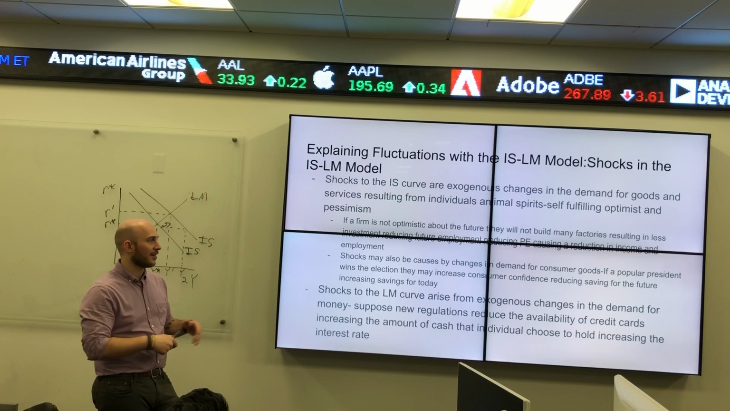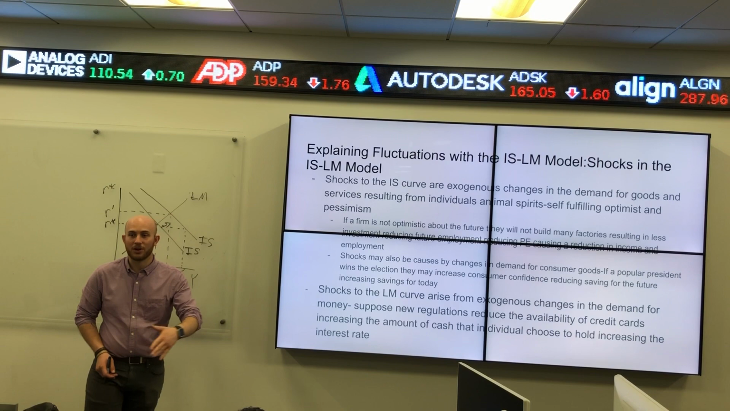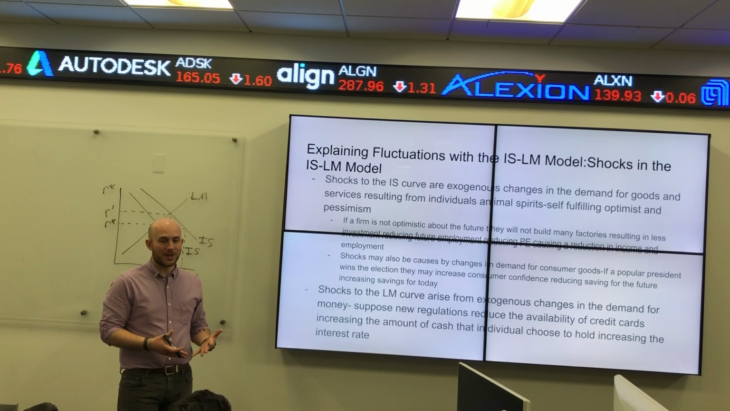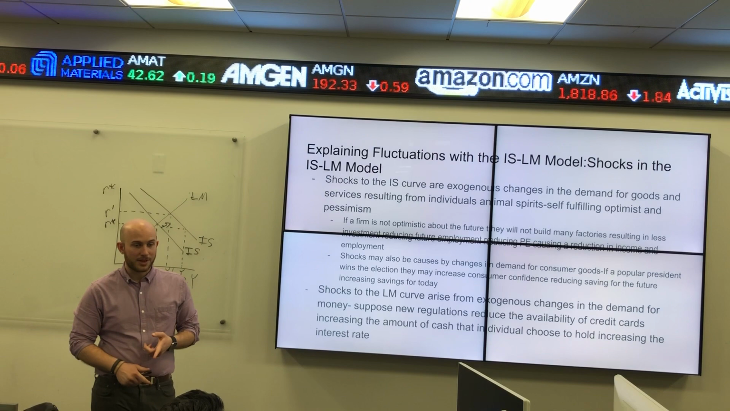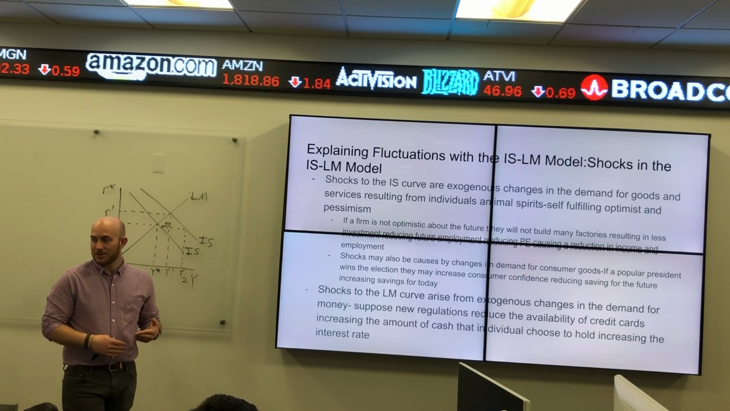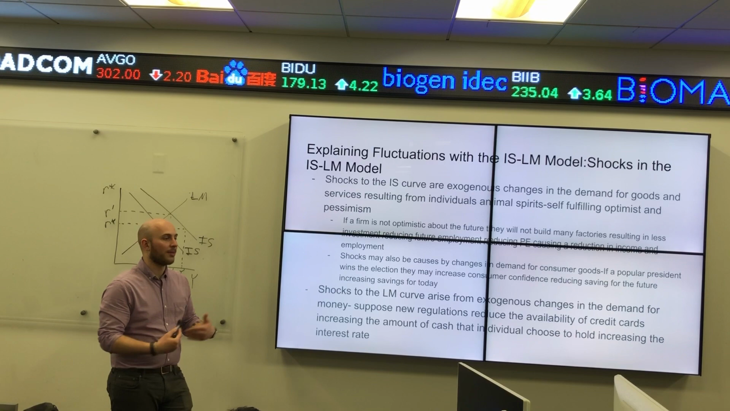So if a firm is not optimistic about the future, they will not build many factories. That makes sense. If Apple thinks the sale of iPhones is going to go down dramatically and Google is going to take over, they're not going to go build a bunch of factories. Why would they spend that money if they don't think they're going to be profitable in the long run? But this will result in less investment, reducing future employment, reducing PE, planned expenditure, causing a reduction in income and employment. So this is the self-fulfilling part of that sentence. If people think the future is going to be bad, they're going to plan for the future to be bad, and it will make the future bad, relatively.